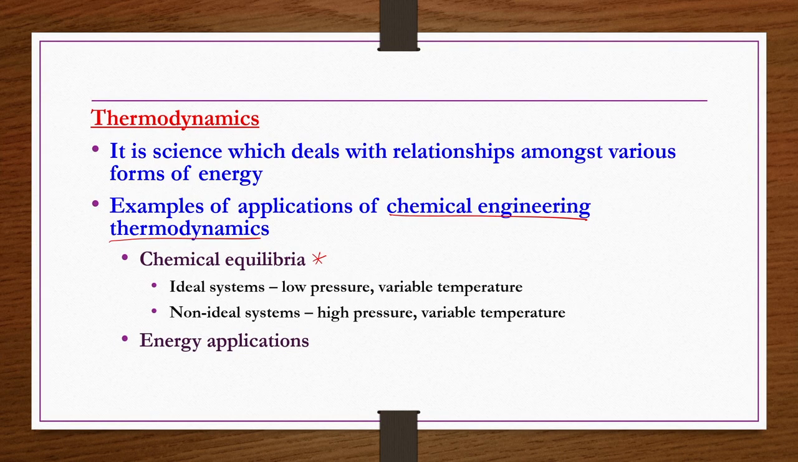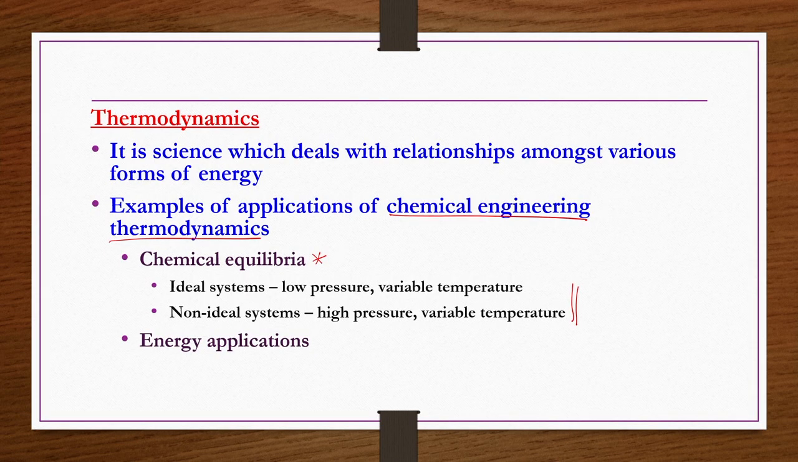Under chemical equilibrium, if the system is at low pressure, then we call that system an ideal system, right? If the system is at high pressure, then we call such systems non-ideal systems, right? Temperature may be variable. Why is the system called ideal at low pressure? Because if it is a gaseous system and the pressure is low, the molecules are far away from each other, and there may not be intermolecular interactions amongst them, right?